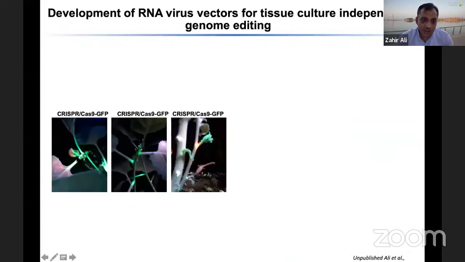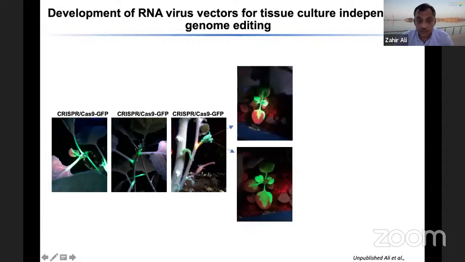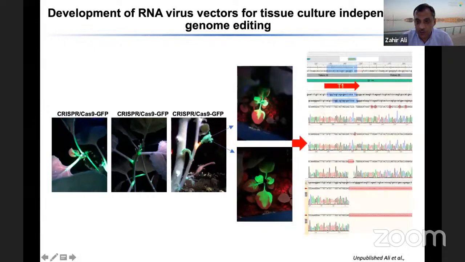Here you can see that when we inject the Cas9-GFP, the plants become GFP positive, the GFP luminescence is here, and here, and here. This means that the new shoots coming out will be expressing Cas9, and hopefully they will be mutated. We did some sequencing, and we can see that yes, some of these progenies are mutated. So if this is working, then it will be really good vectors without tissue culturing and no need for transformation.